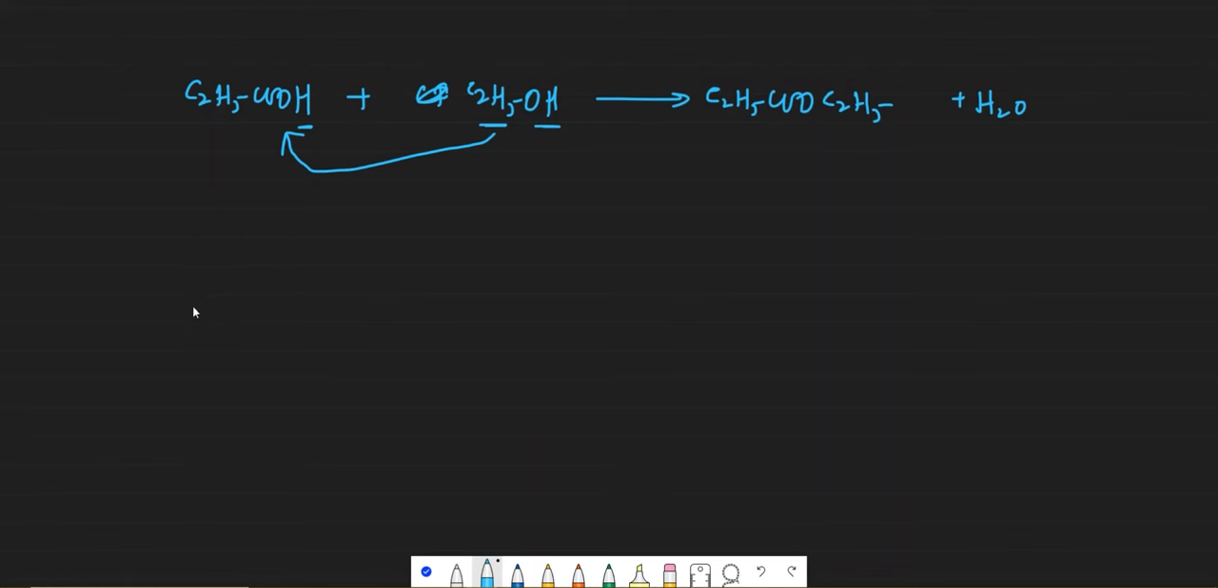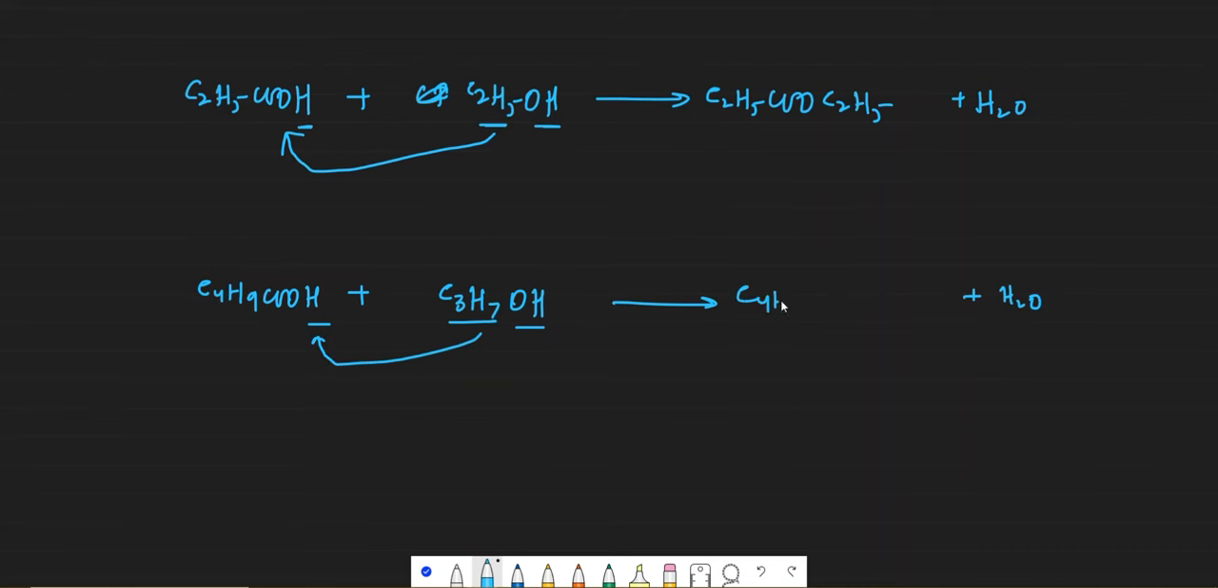Let's take the example of butanoic acid, that is C4H9COOH, and I'm reacting it with propanol, C3H7OH. Again, hydrogen from acid and OH from alcohol will react together to form water, and the remaining alcohol part will attach itself in place of hydrogen. You'll have C4H9COOC3H7. Okay, so this is an ester. Now this part is propyl and this part is butanoate. So how would you name it?